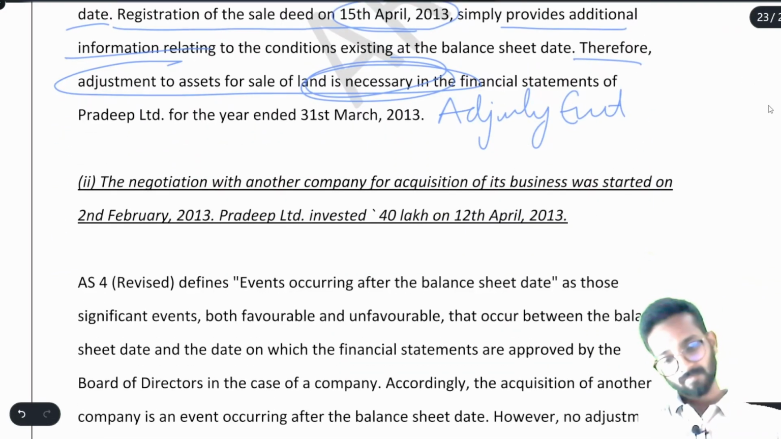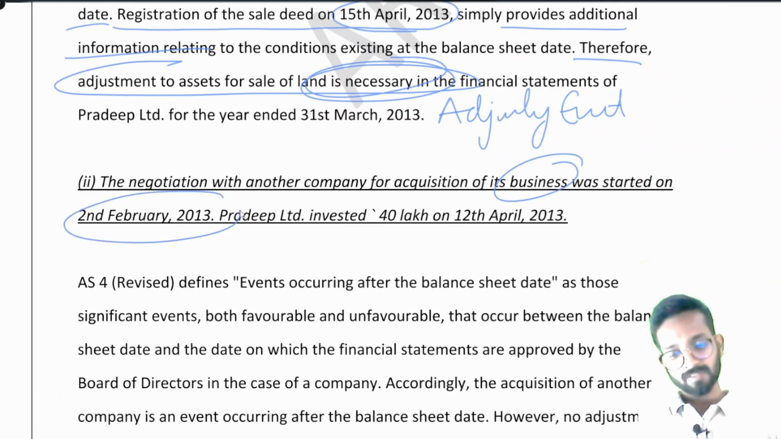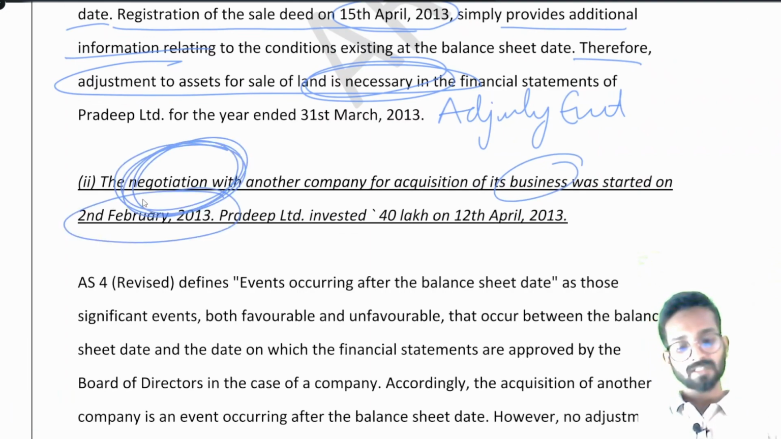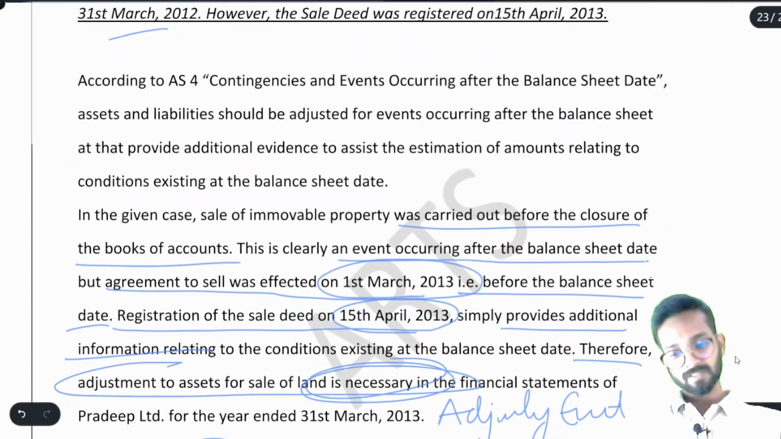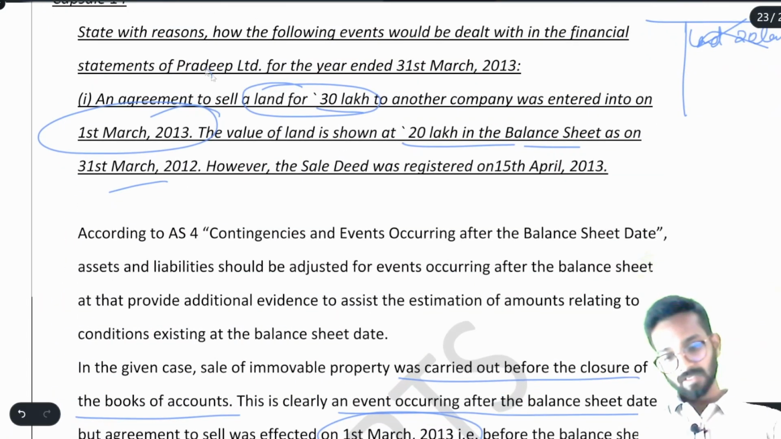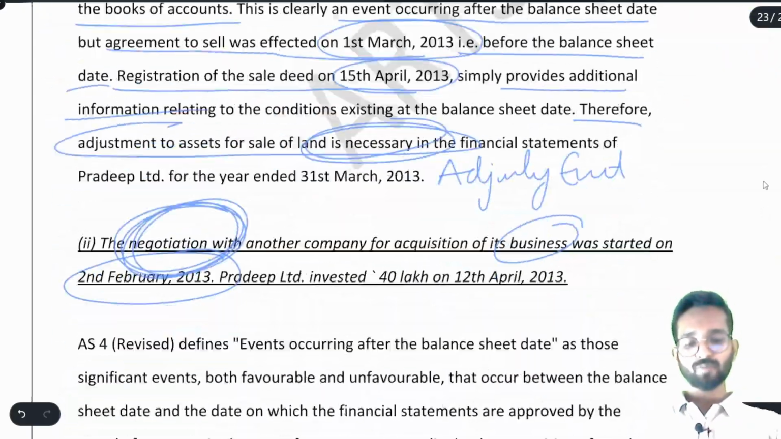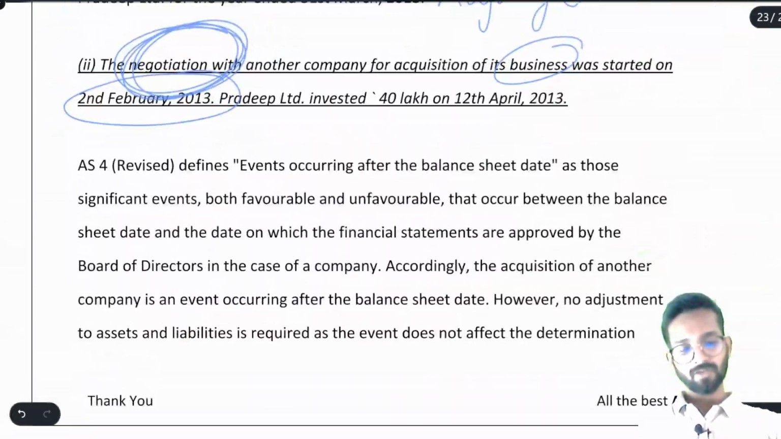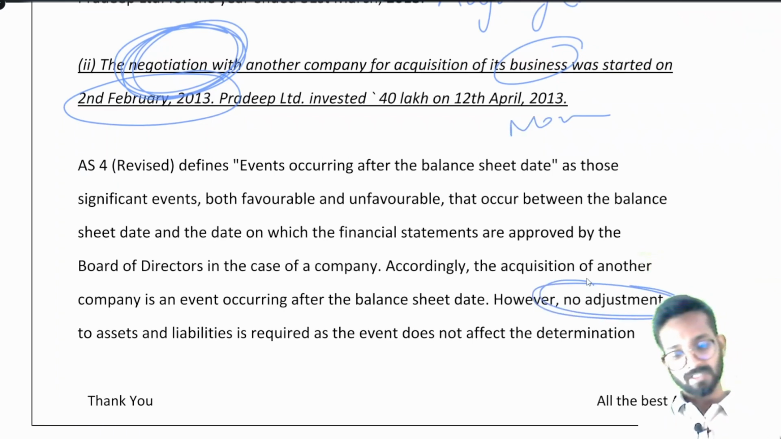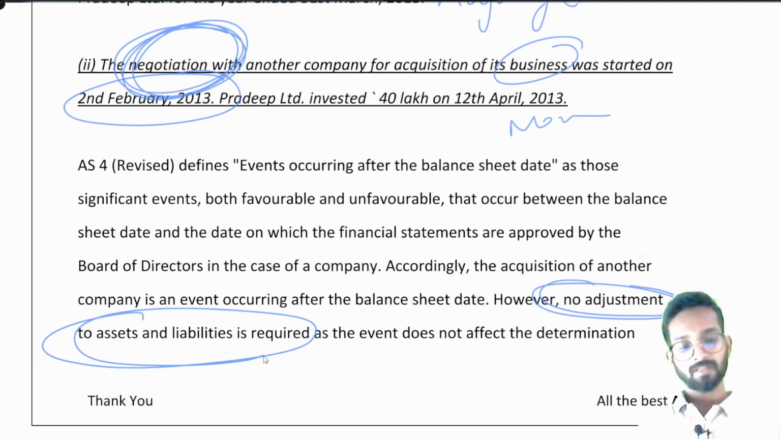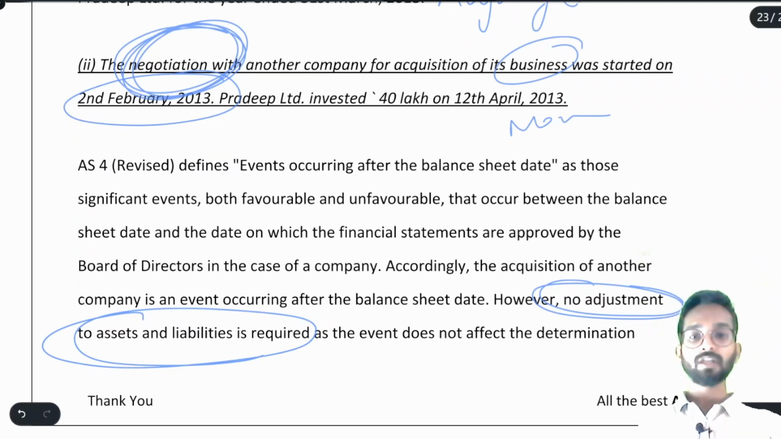Now, the negotiation with another company for acquisition of business was started on 2nd Feb. See, here only the negotiations are started. What happened in the previous case? In the previous case, agreement was entered into. Agreement is important. Negotiations, proposals, they have no value, okay? It will be non-adjusting only. See, hence no adjustment to asset and liability is required. These words, as soon as you see them, should click in your brain. If they are negotiating, it means they are of no use. It is non-adjusting, okay? Next.